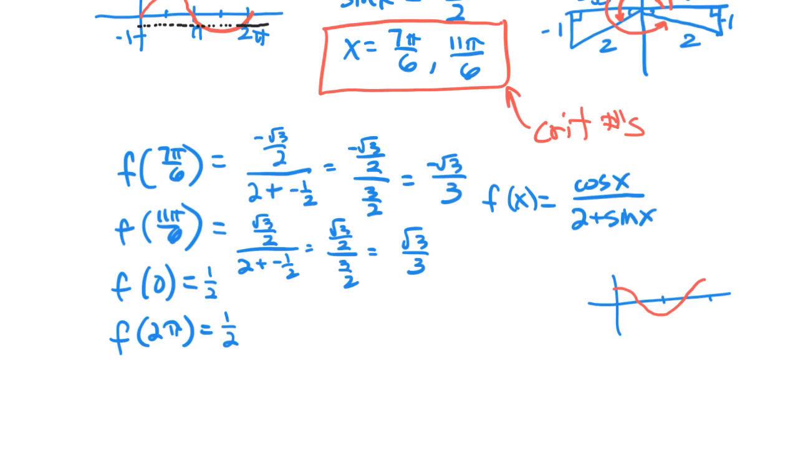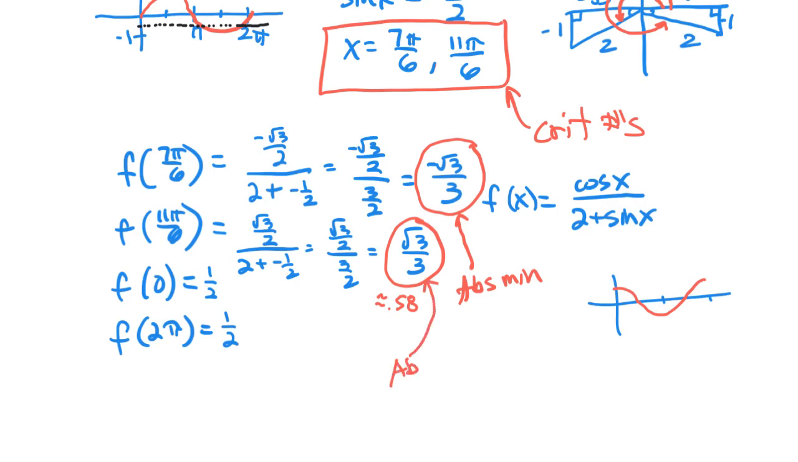So looking at these numbers, we can see the minimum is definitely going to be this negative one. So this is the absolute minimum value this function takes on in the interval 0 to 2 pi. And this one, if you punch it in your calculator, you'll see is approximately equal to 0.58, which is bigger than 1/2, so this is going to be our absolute maximum.